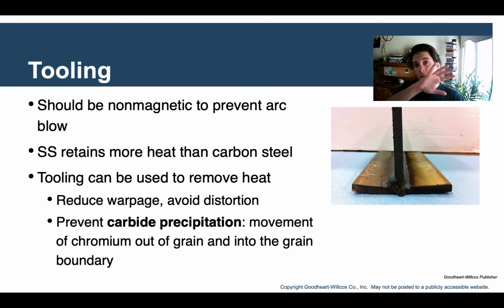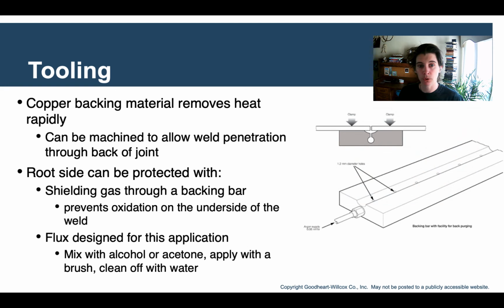So tooling, if you use it strategically, you can help to draw away some of that heat to prevent the whole piece that you're welding from getting as hot, to try to avoid that carbide precipitation and problems with cracking. Here is an illustration of the backing bar that I was talking about earlier.